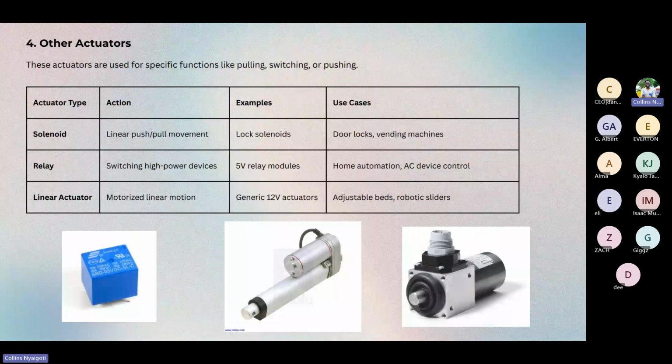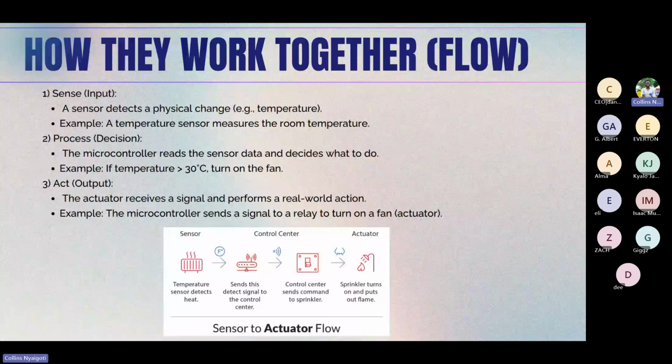So how do they work together? From seeing what a sensor does and what an actuator does, you can get a sense of how they work together. The first thing is the input, the sensing of physical changes. A sensor detects physical changes in the environment, e.g. temperature. A temperature sensor measures the room temperature. Then this data is sent to a microprocessor for decision making, the processing. The microprocessor reads the sensor data and decides what to do depending on your code.